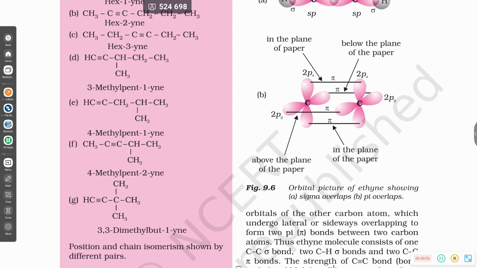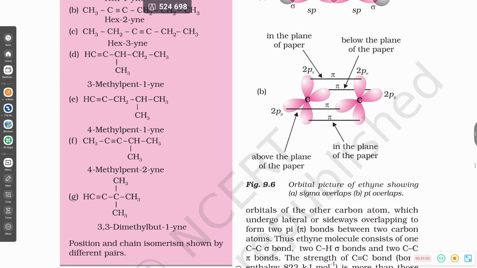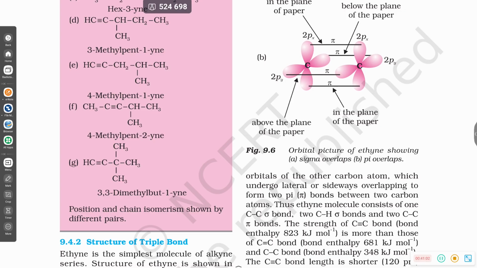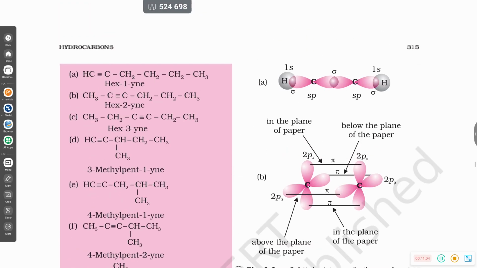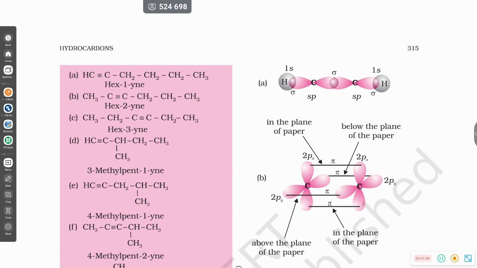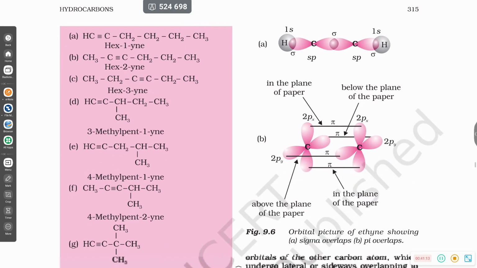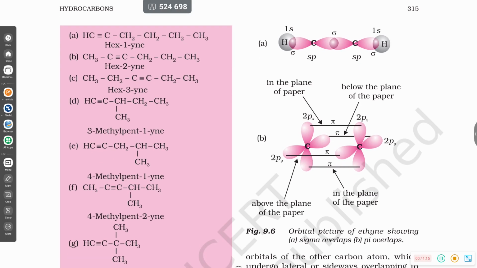How many isomers are coming? A, B, C, D, E, F, G. Seven isomers are found. In that, the chain isomers are shown by different positions. Now we can show these three are positional isomers. These two are positional isomers. And these are also positional isomers.